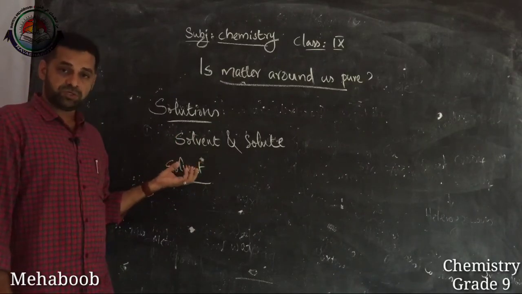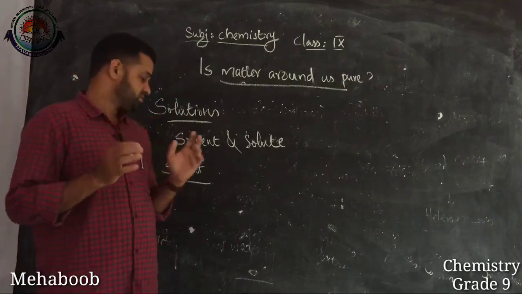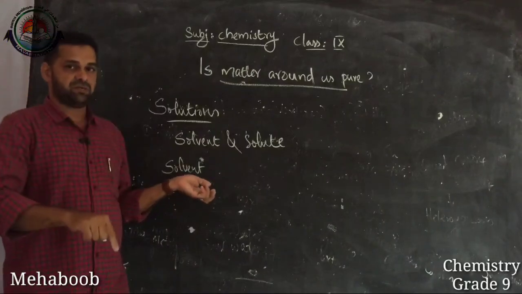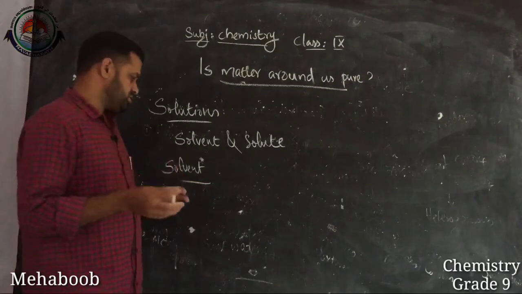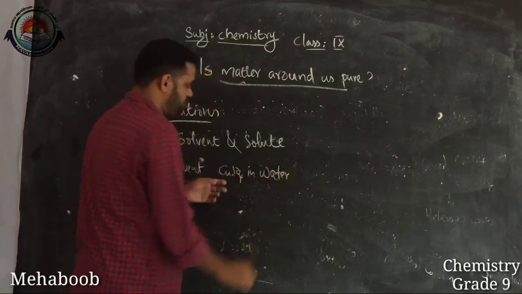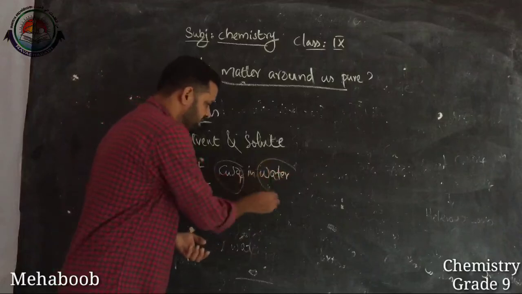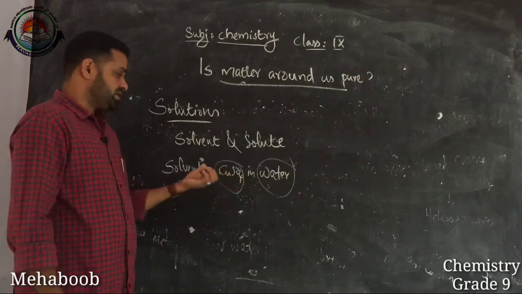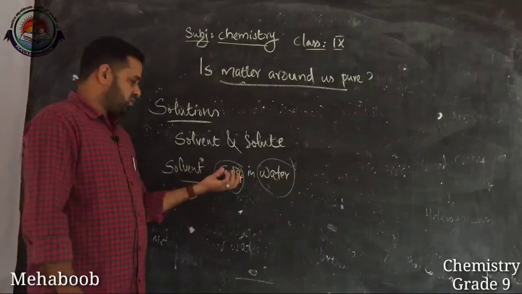A solvent is a component of a solution that dissolves other substances in it and which is present in larger quantity. The other substances in it are present in smaller quantity. I will tell you one example. For example, if we dissolve copper sulfate in water, copper sulfate will take a smaller quantity and water will take a larger quantity. So here water is the solvent. Why? Because it is present in excess quantity, and in water copper sulfate is dissolving.